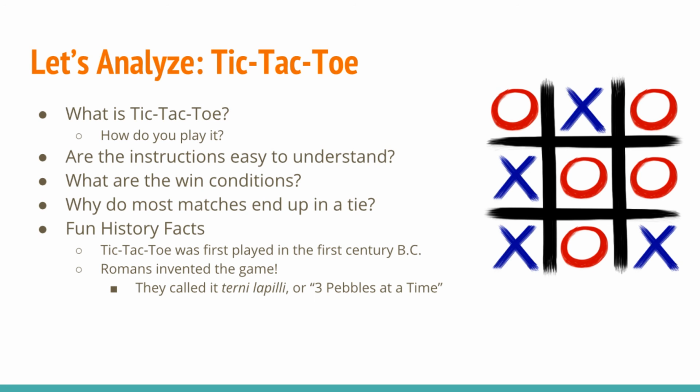And then, what are the win conditions? I just talked about it. It's 3 in a row. And then the question is, why do most matches end up in a tie? It's because most of the time people are able to figure out exactly where someone can put 3 in a row, and it's very easy to block them off.